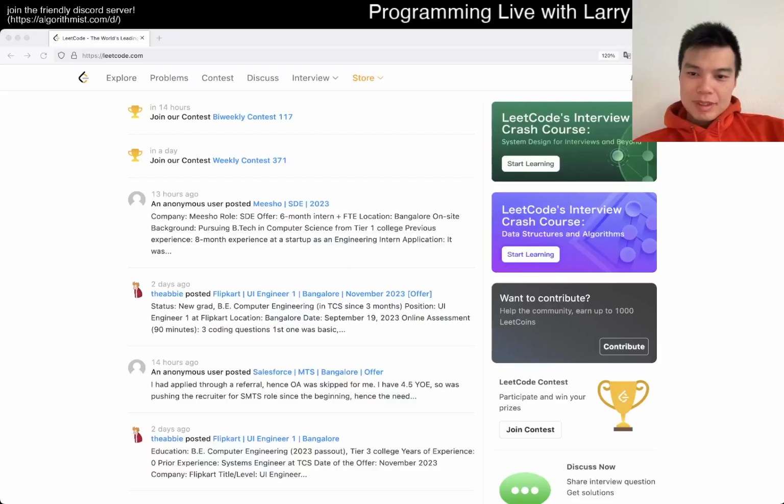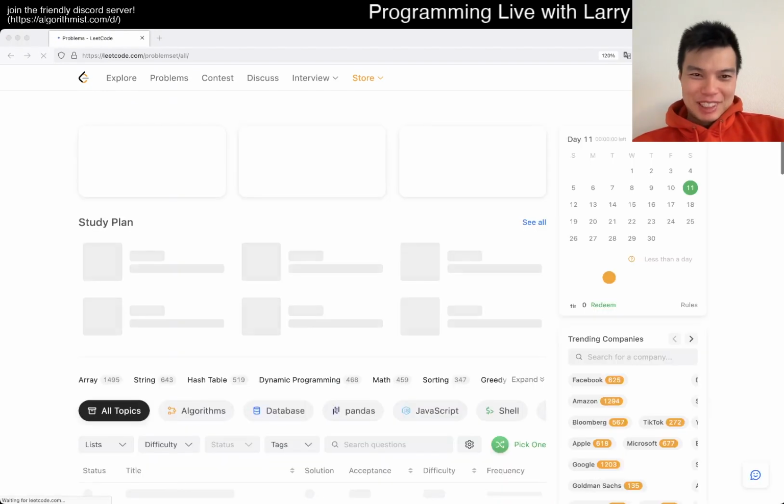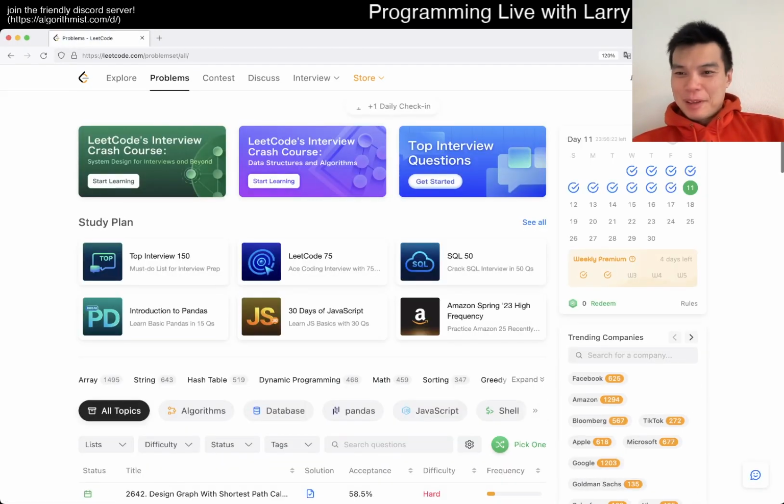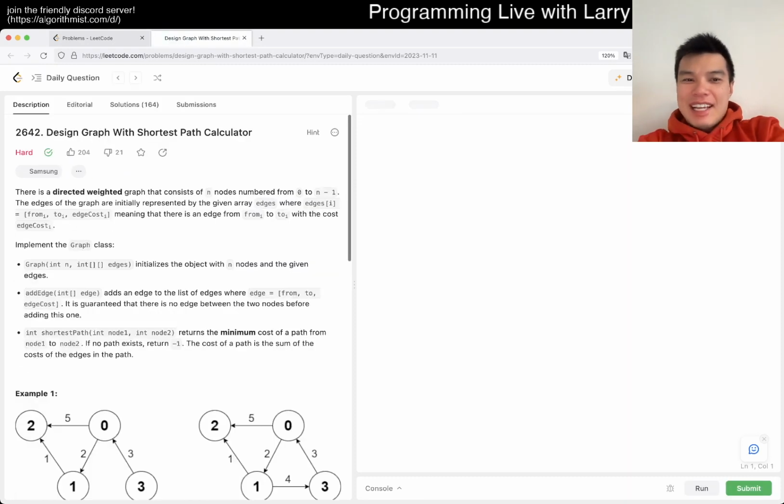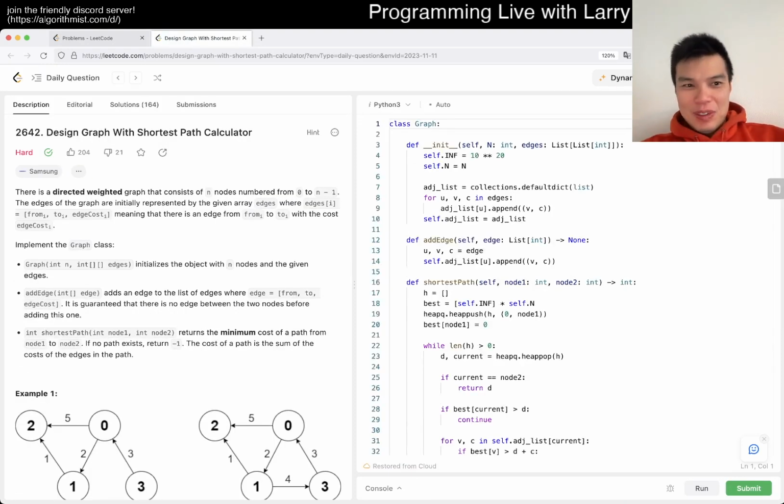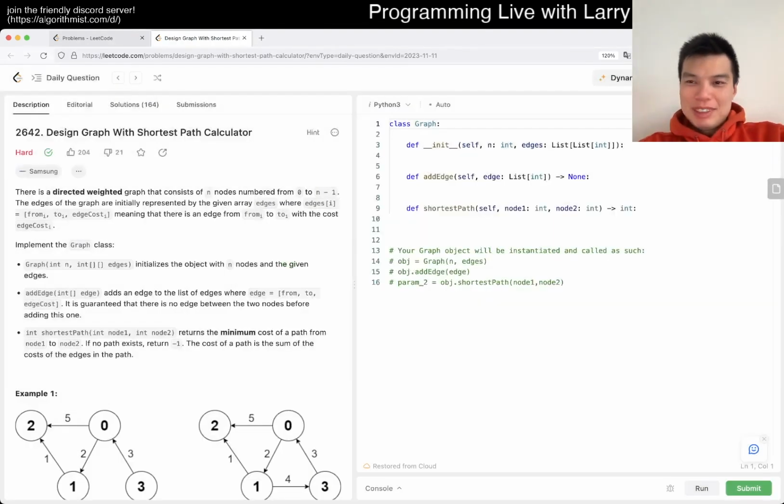Anyway, let's go to the problem. Yay! I still have to work on these transitions. Let me double check that I'm on the right day. Okay, yeah, day 11. Let's take a look. Today is a hard problem, which is... well, that's going to be hard, I suppose.